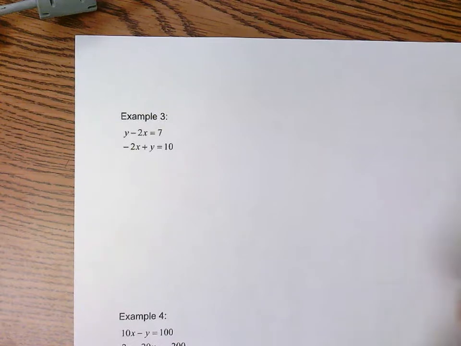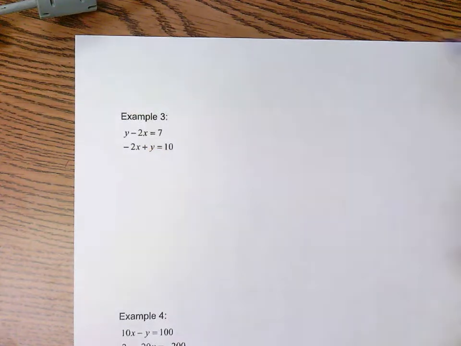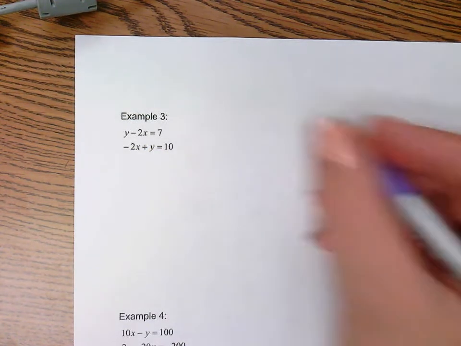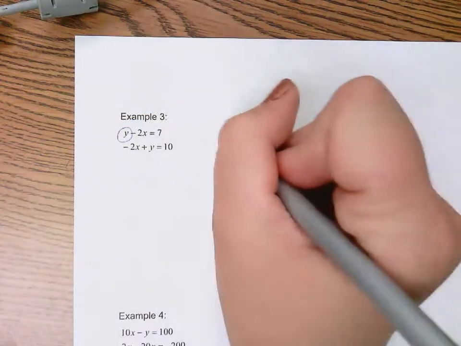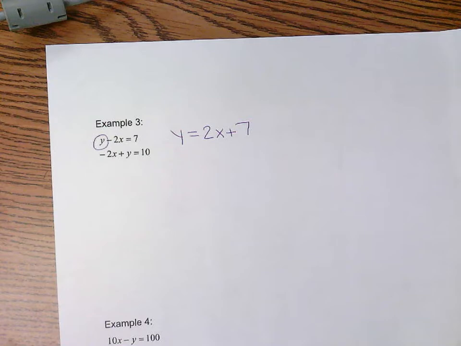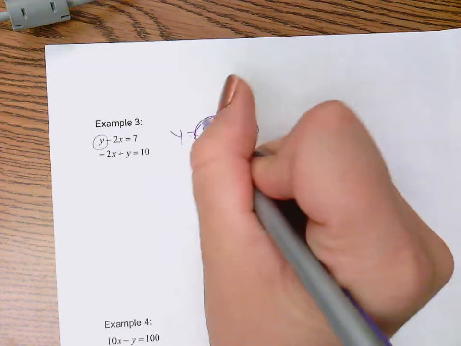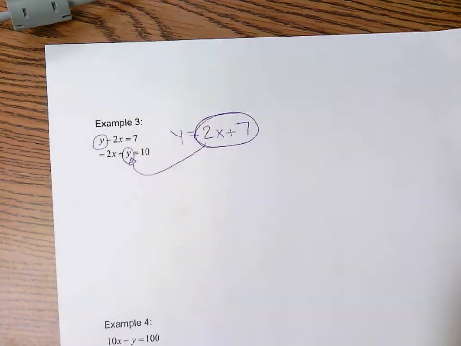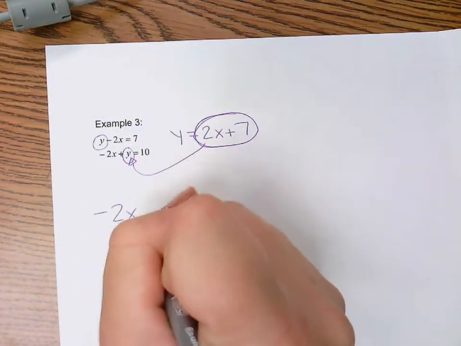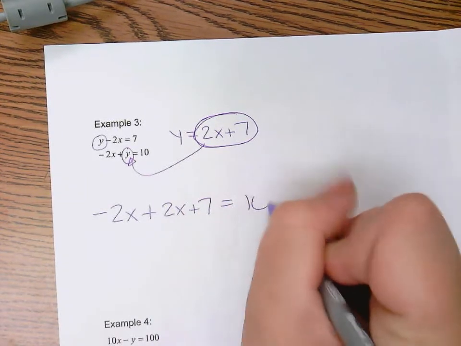All right, so my next example here, I could choose either this y or this y to get by itself. Doesn't really matter. So I'm just going to pick the first equation. If I add 2x to the other side, I would get that y equals 2x plus 7. So I'm going to take this 2x plus 7 and plug it in for the y in the second equation. So I would get negative 2x plus 2x plus 7 equals 10.